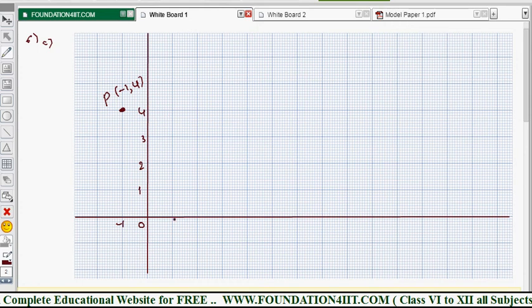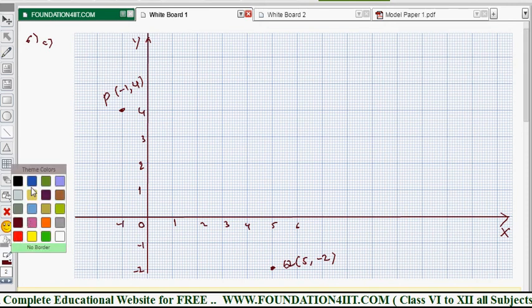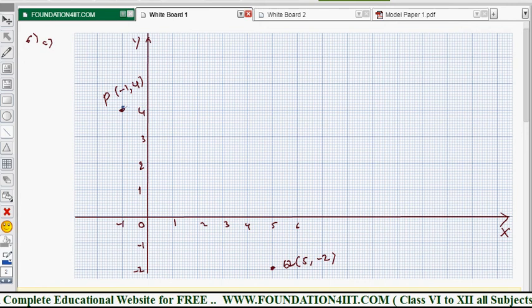And Q is 5 comma minus 2. On the positive side, 1, 2, 3, 4, 5, 6, and so on. This is the x-axis and this is the y-axis. Q is 5 comma minus 2, so down is minus 1, minus 2. So 5 comma minus 2 is here. The x value is 5 and the y value is minus 2. So a straight line is passing through these two points. From these two points, take the straight line.